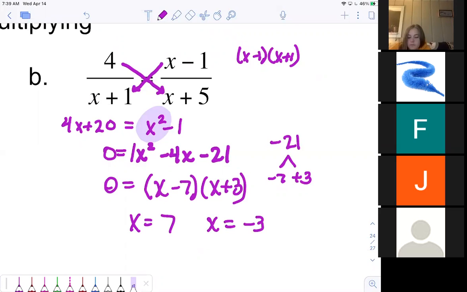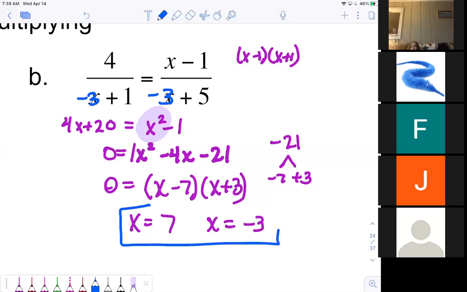And you have your two solutions. So again, do a quick check. Plug in the 7. 7 plus 1 is 8, 7 plus 5 is 12. It must keep the denominator from being 0. The denominator can't be 0. And then if you plug in the -3, -3 plus 1 is -2, -3 plus 5 is +2. So both of those would be solutions, no extraneous solutions there.